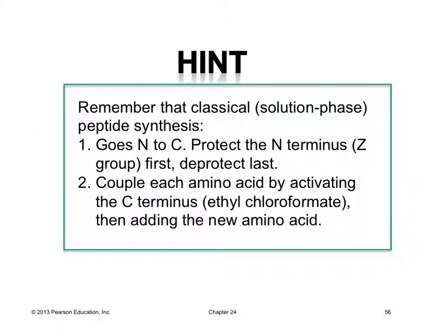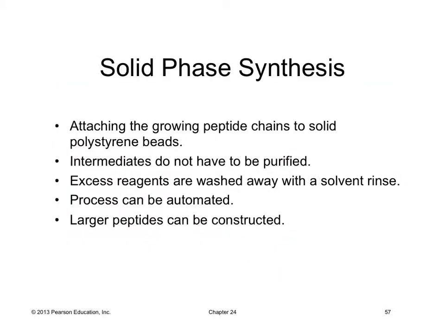So the thing to note is that classical solution phase peptide synthesis always goes from N to C. You protect the N-terminus with that Z group first and then deprotect last. Couple each amino acid by activating that C-terminus with that ethyl chloroformate and then adding a new amino acid.